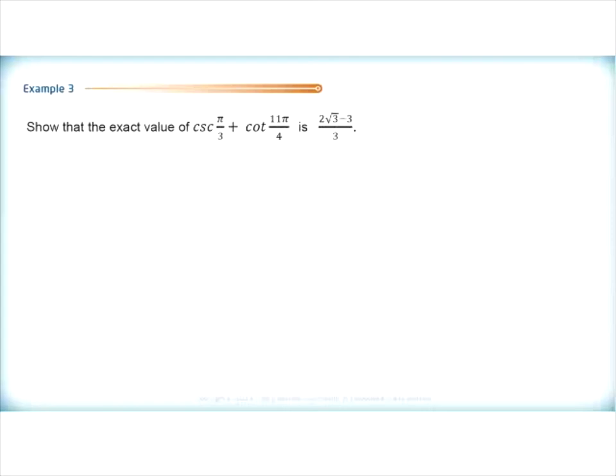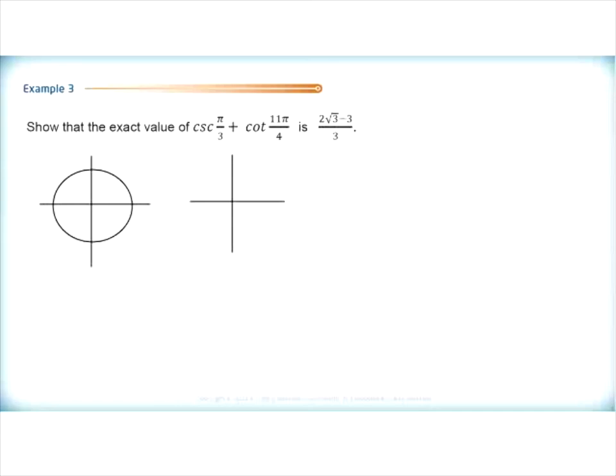Example 3. Show that the exact value of the cosecant of pi over 3 plus the cotangent of 11 pi over 4 is 2 root 3 minus 3 over 3. So I'm trying to get the exact value of the sum of those two. Let's do them individually, and then let's add them. We're looking for the cosecant of pi over 3, and we're also looking for the cotangent of 11 pi over 4.